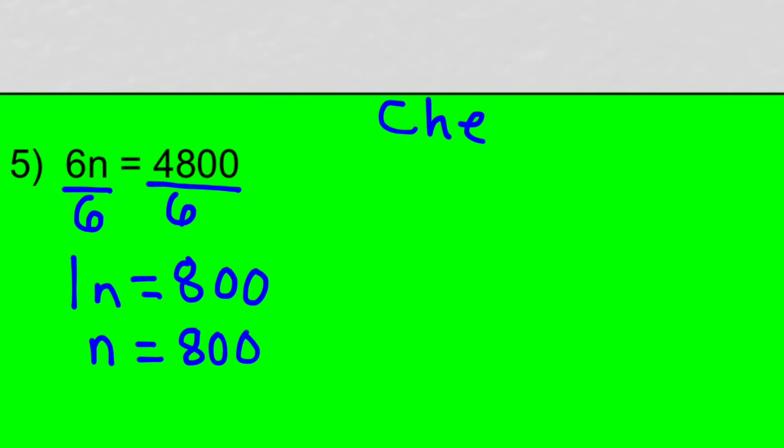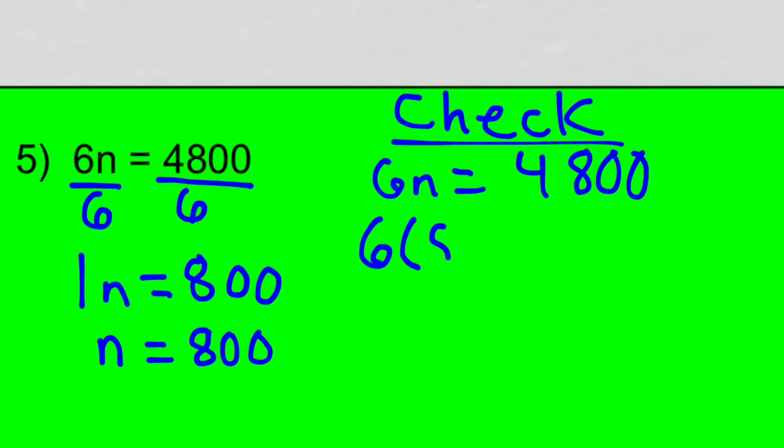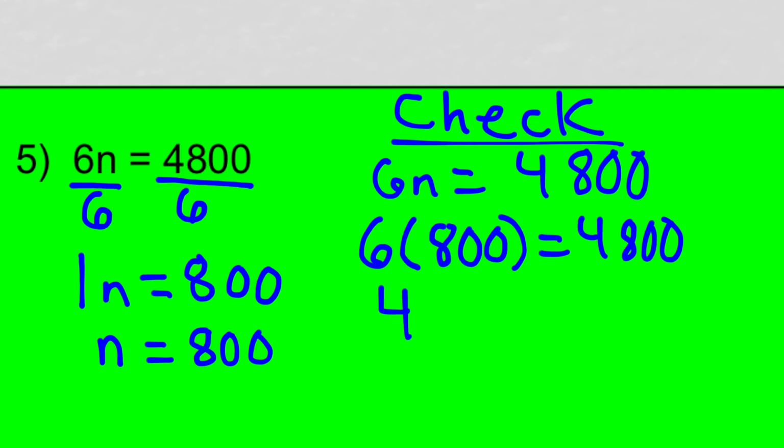Checking it. 6n equals 4,800. Replace the n with 800. 6 multiplied by 800 equals 4,800. Is that true? Well, 6 times 8 is 48. Tack on 2 zeros. It absolutely is. Both sides of the equation are the same. We are good.